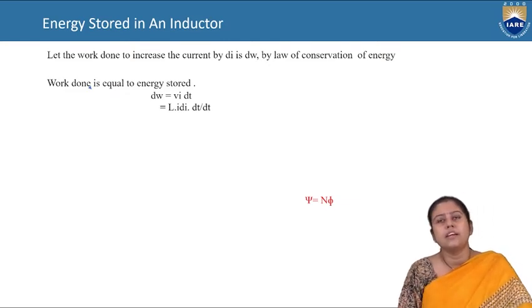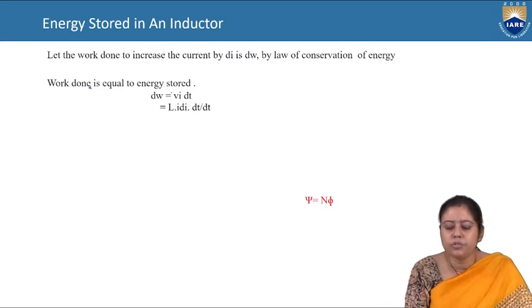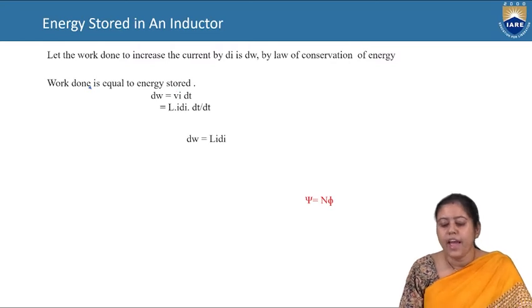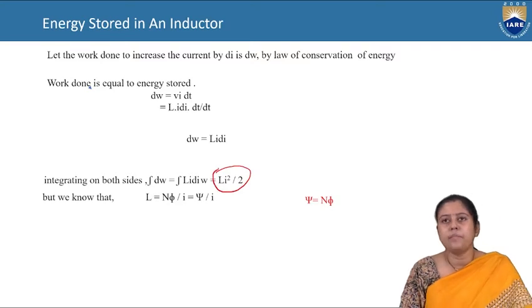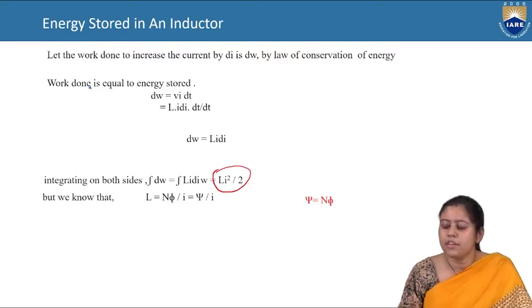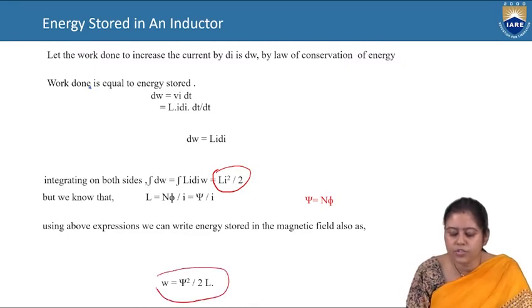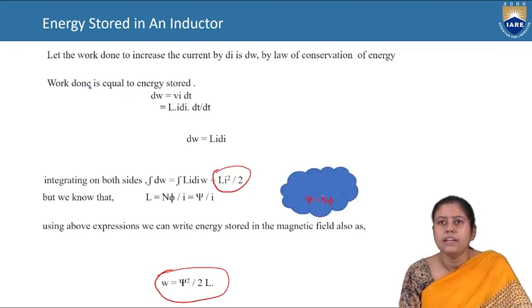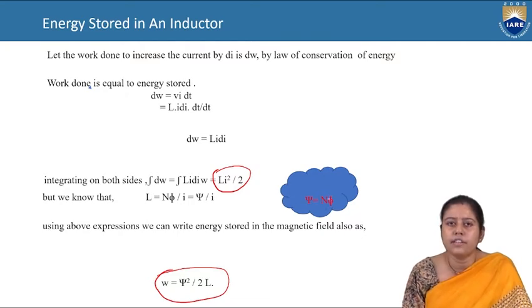Already we have discussed dW is equal to VI dt, and we are substituting the value of V with L di/dt, and we will get energy is equal to Li square by 2. Or we can write psi square by 2L. What is psi? Psi is equal to N into phi. Phi is the flux, and N is the number of turns.